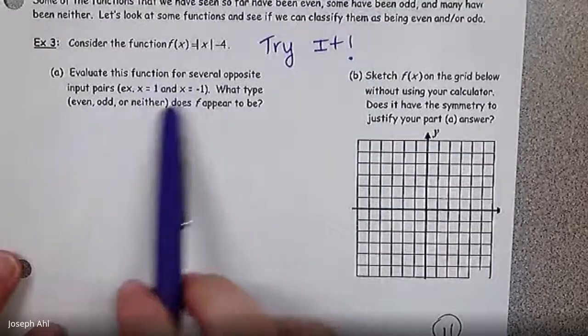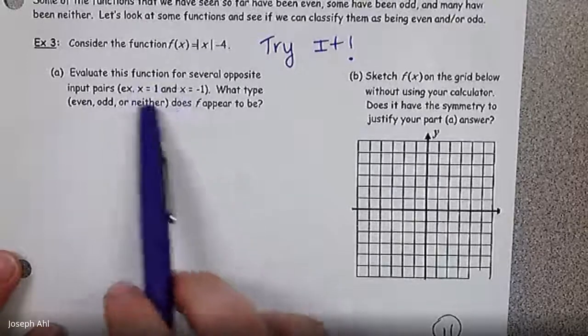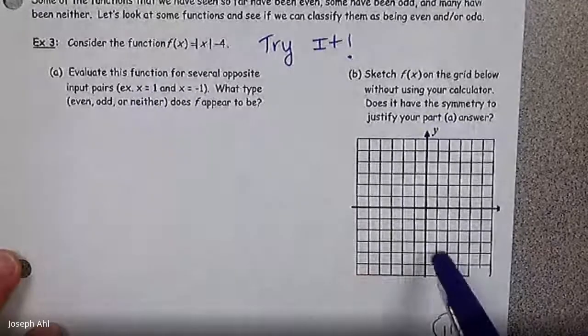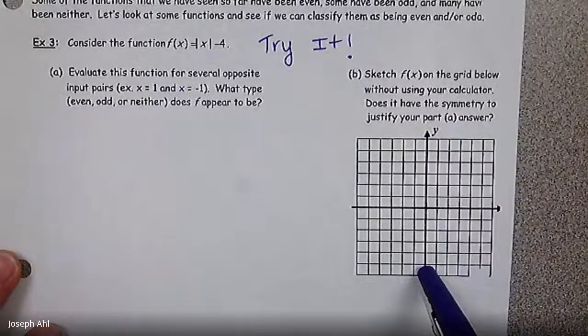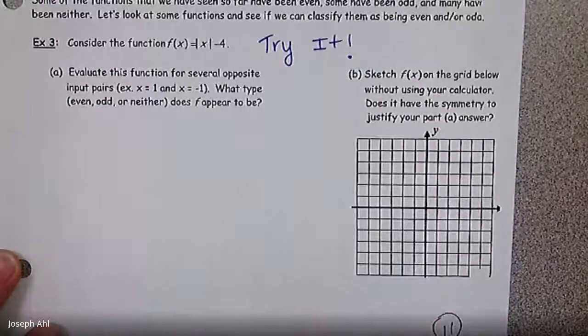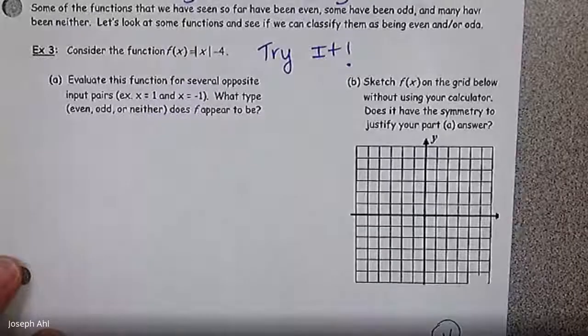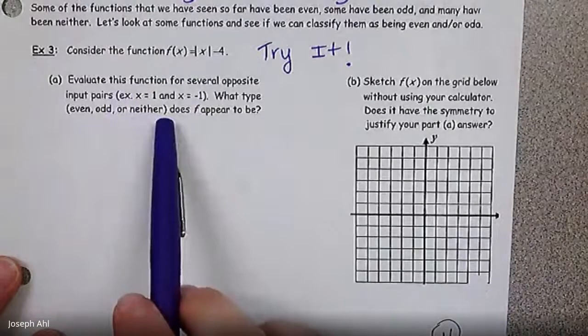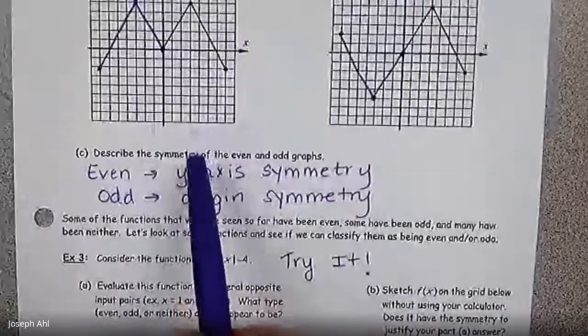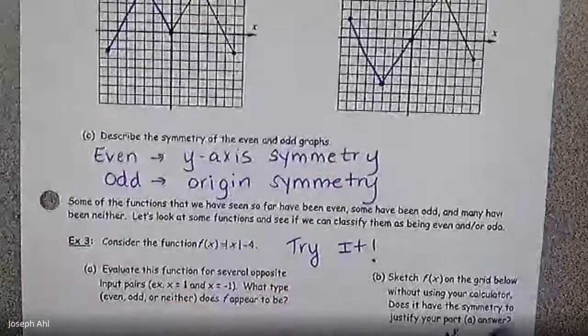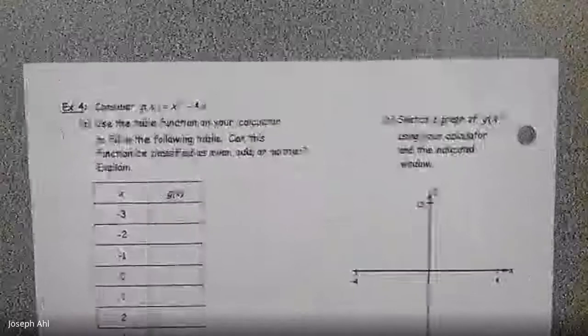There's a part A, thinking about it from a numerical perspective with a table, and then there's a part B with a graph that you're going to sketch that you're going to use to confirm what you have in part A. So you're going to determine, is this function even, odd, or maybe it's neither of the two. Okay, because it doesn't have to be even or odd. We certainly can think of functions out there that don't have y-axis or origin symmetry. Let's turn to the next page.